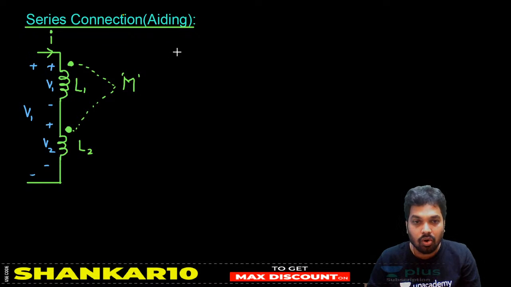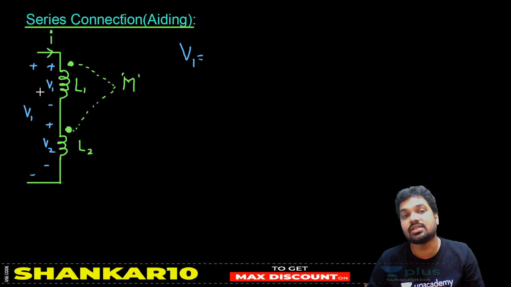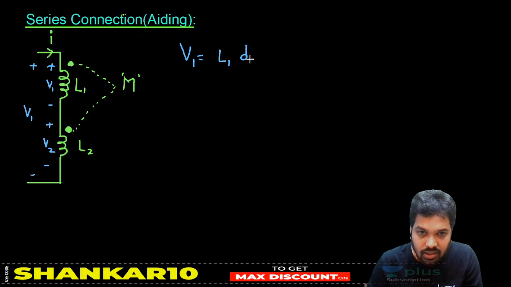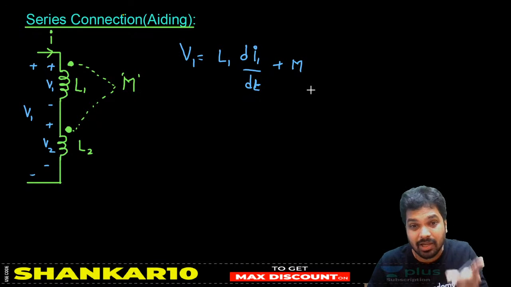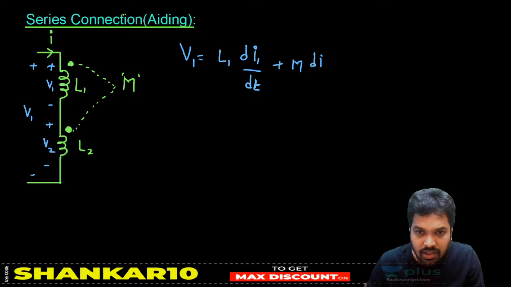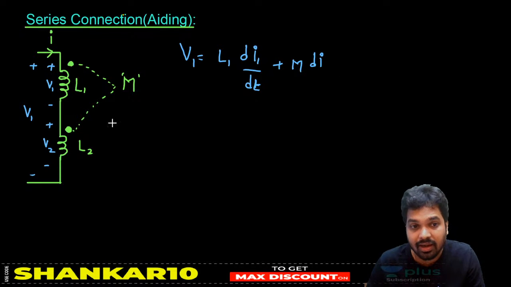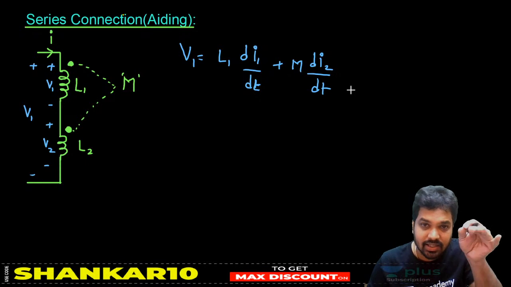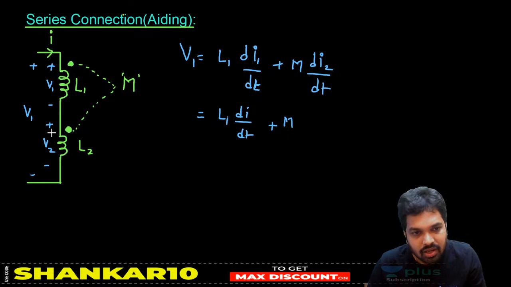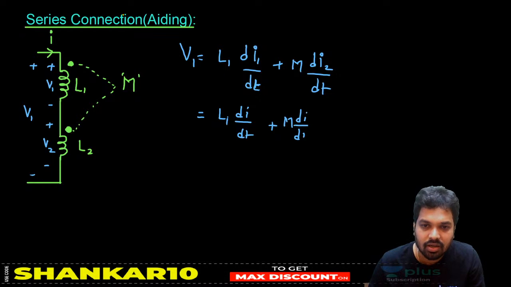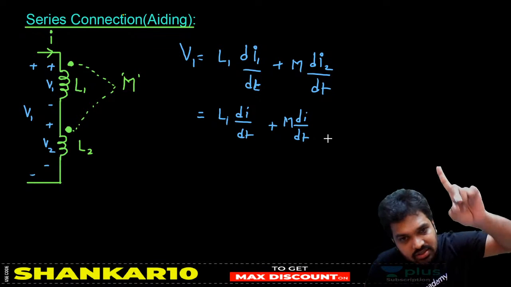Now listen here. What is V1, sir? It is the self-induced EMF, that is L1 dI1 by dt, the current in the first coil, plus the mutual induced EMF. Why plus, sir? Because it is aiding: M times d by dt of the current in the second coil, that is I2. But because it is series, I1 equals I2. That is L1 di by dt plus M times di by dt. The second coil's current is also I only, so we take di by dt. Always, mutual induced EMF is due to current in some other coil only.